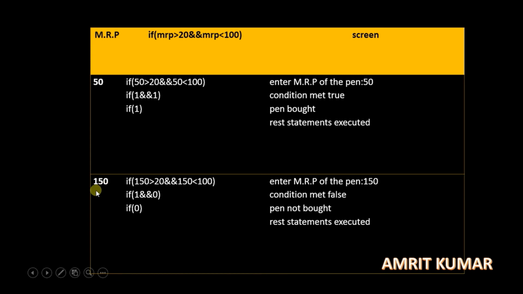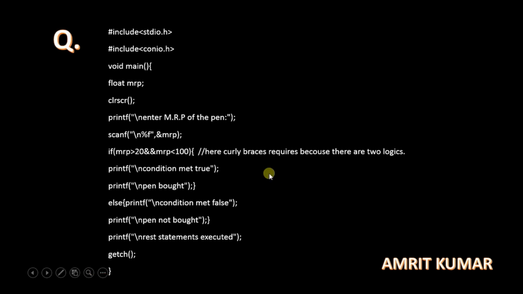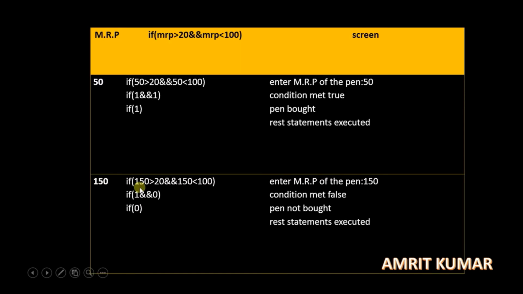And if the user is going to give us the MRP, that is 150 for that particular pen, then the given condition we will check. So if the condition is true, then it is going to return us the if statement. Otherwise, it is going to return us the else statement.